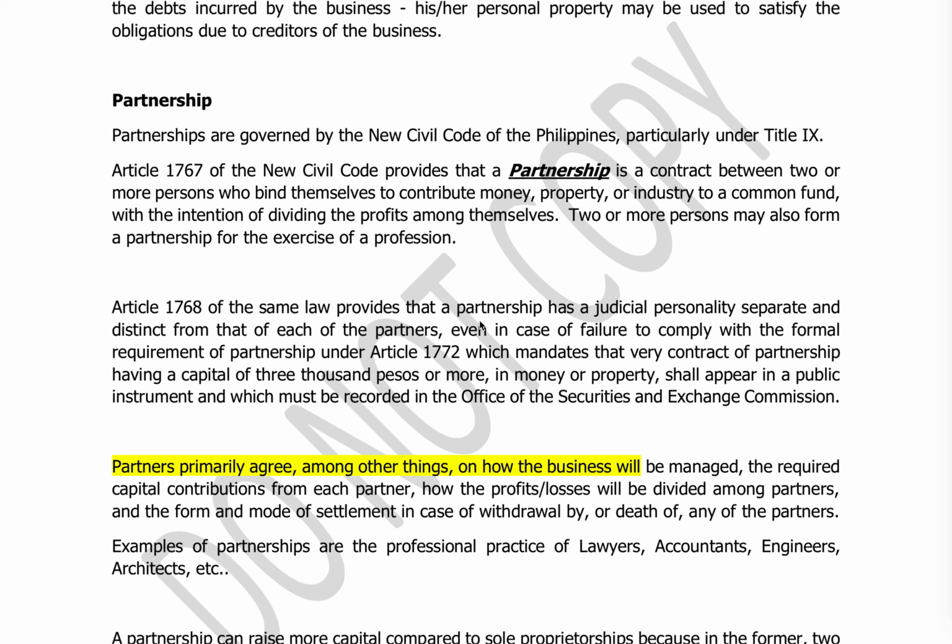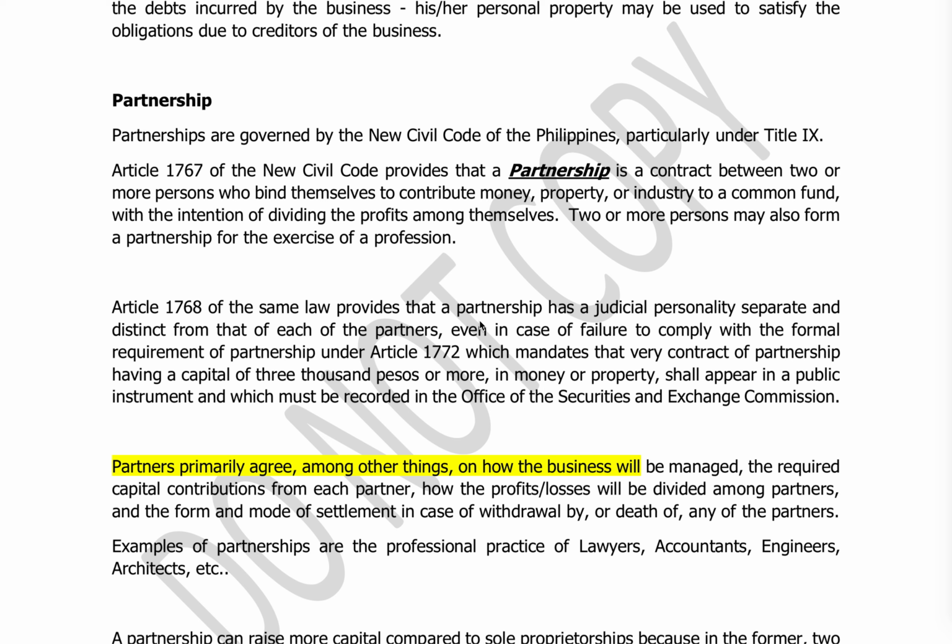So, isa-isahin natin yung elements ng partnership. Sabi, it is a contract. When you say contract, there is meeting of the minds. May agreement between the parties. Sino bang parties dito? Two or more persons. So, walang limit, as long as ma-reach mo yung minimum na two. Siyempre, partnership, kailangan two. Hindi mo pwedeng partnership na ikaw lang mag-isa. So, two or more persons, pero walang limit. Kahit ilan kayo.